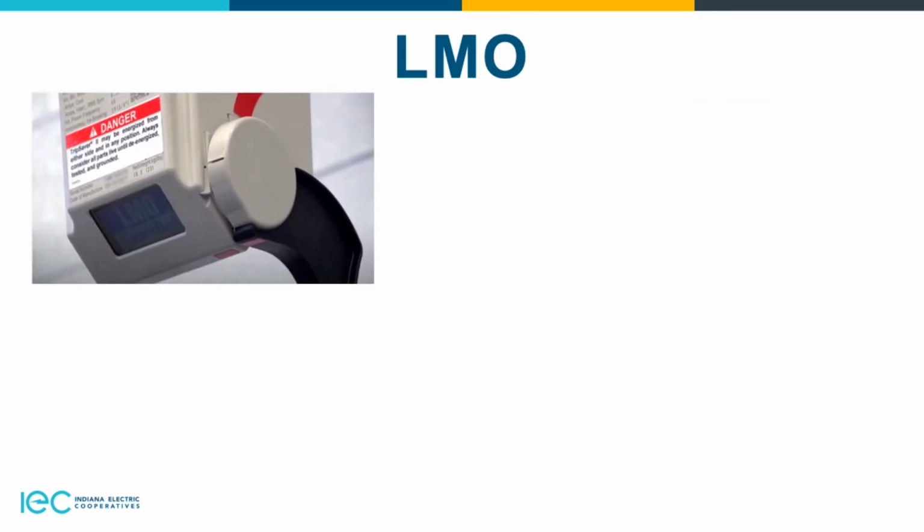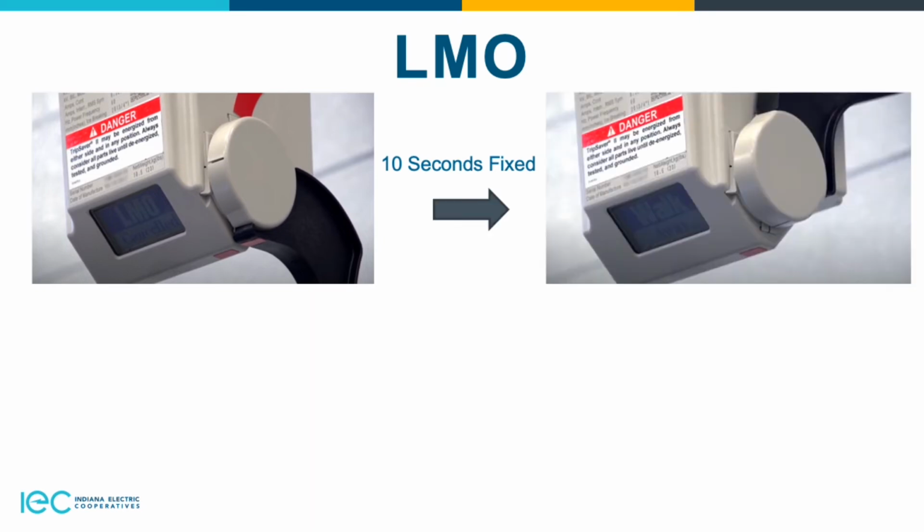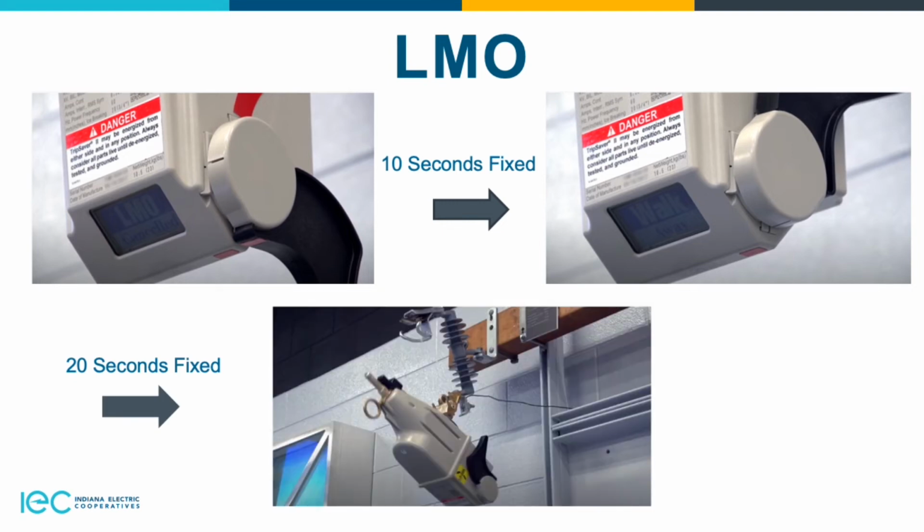So here it'll show your local manual open is canceled. If you flip that lever down, you can cancel it anytime. There's a 10-second fixed window for the cancellation. If you don't do it in 10 seconds, it's going to move on to the next stage, which will say Walk Away. Walk Away will have 20 seconds fixed in the device, and then it will actually drop open for you to be able to break low current without using the low break tool.